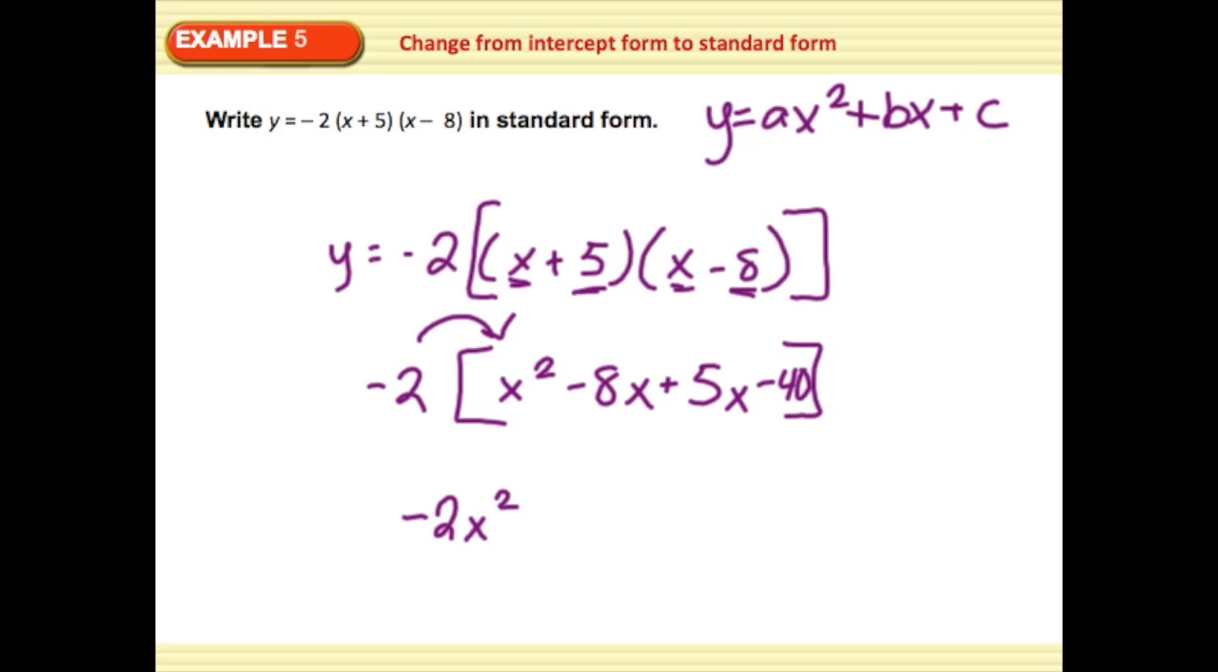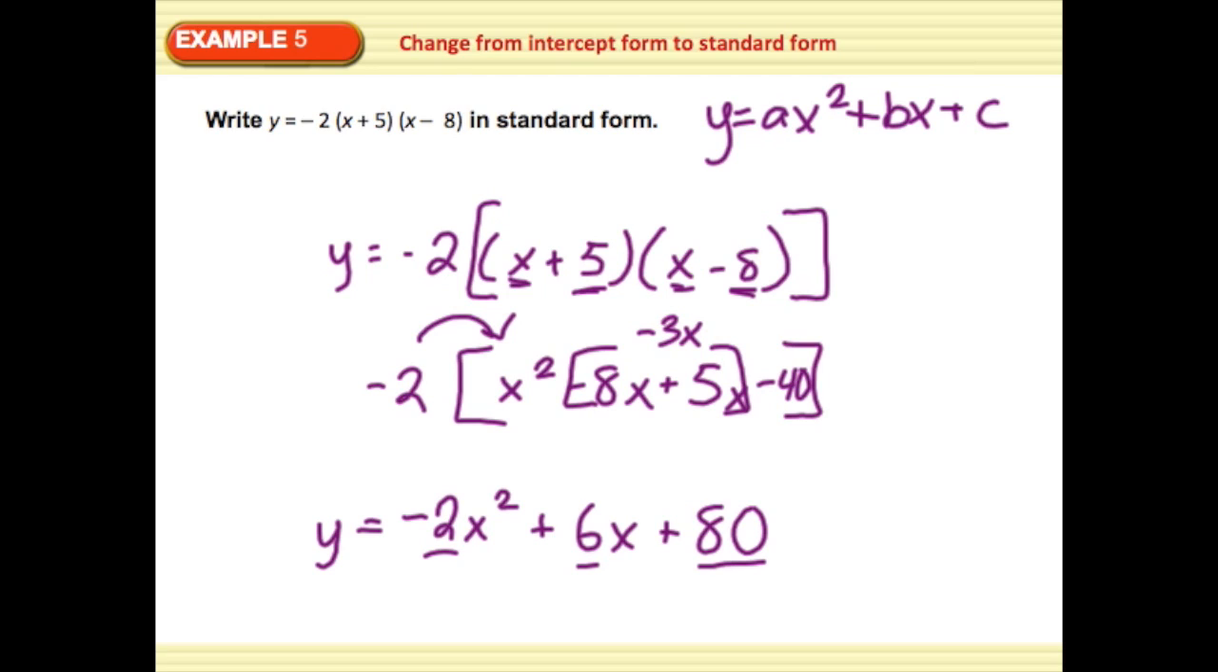So I'm going to multiply negative 2 times x squared is negative 2x squared. Negative 2 times negative 8x plus 5x. So these are like terms. So I'm going to combine those first, which is a negative 3x. So negative 2 times negative 3x is plus 6x. And then negative 2 times negative 40 is positive 80. So now that I'm looking at this function, is it in standard form? I have ax squared plus bx plus c. So I'm all set. I am in standard form.